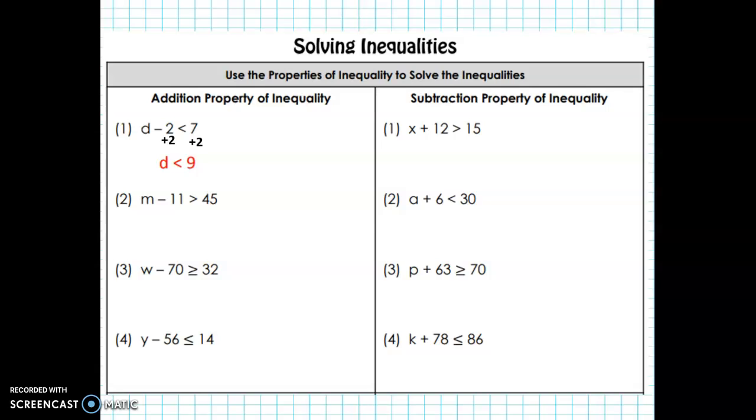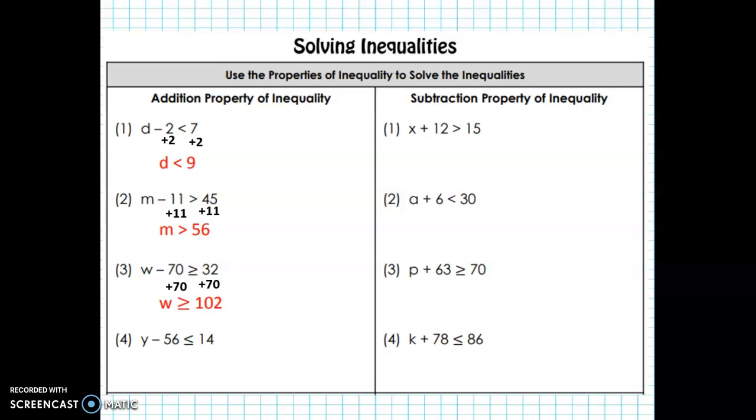m minus 11 is greater than 45. Since it's subtracting 11, we're going to add 11 to both sides of the symbol. This leaves us with m is greater than 56. w minus 70 is greater than or equal to 32. We're going to add 70 to both sides. w is greater than or equal to 102.